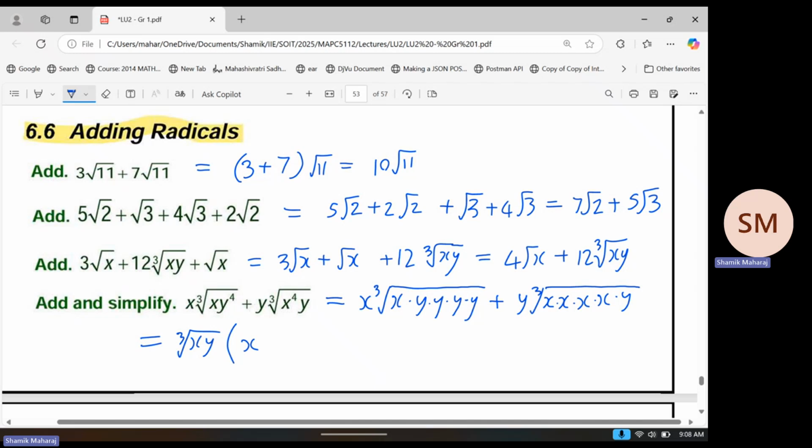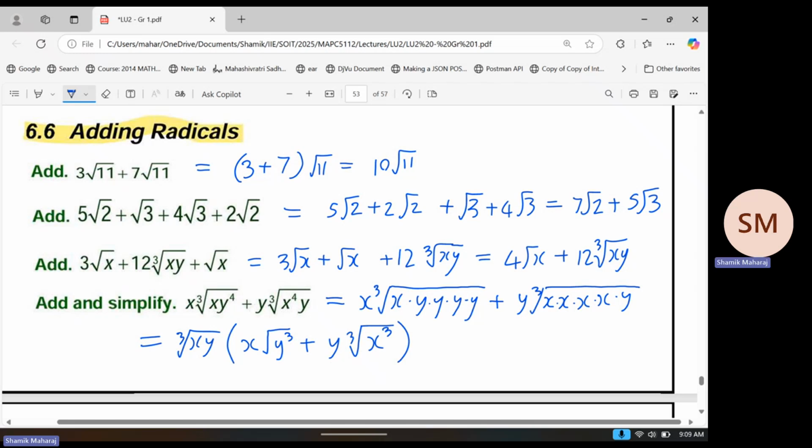So as I said, what I'm pulling out here has been pulled out already. So what's left is now x cube root of y cubed, because I pulled out, yeah, plus y cube root of x cubed. Is there y here? Just x cubed. So this intermediate step is not really necessary, but if you need to do that, you can do that.